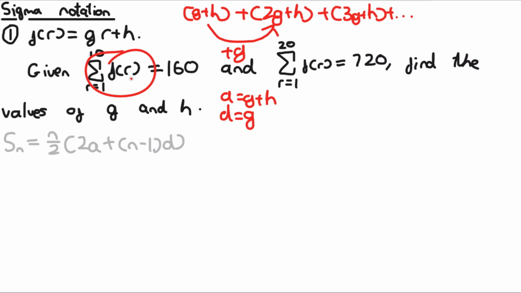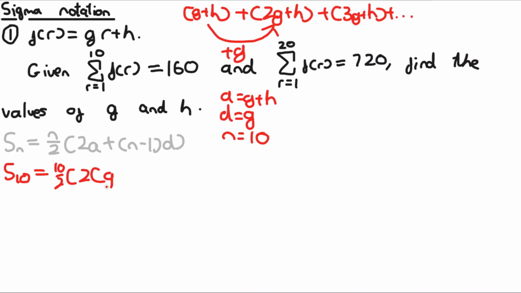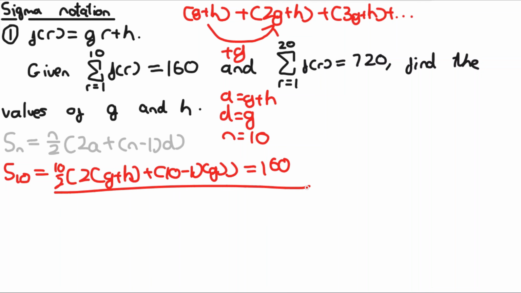Now let's focus on the first one here. So n here is going to be equal to 10, because we're going up to r is equal to 10. What we can do is use this formula here and equal this to 160 and then rearrange from there. So as n is equal to 10, S10 is equal to n over 2, so 10 over 2, of 2a, so 2 times a, which is (g plus h), plus n minus 1, so 10 minus 1, times d, which is g, and this is equal to 160.